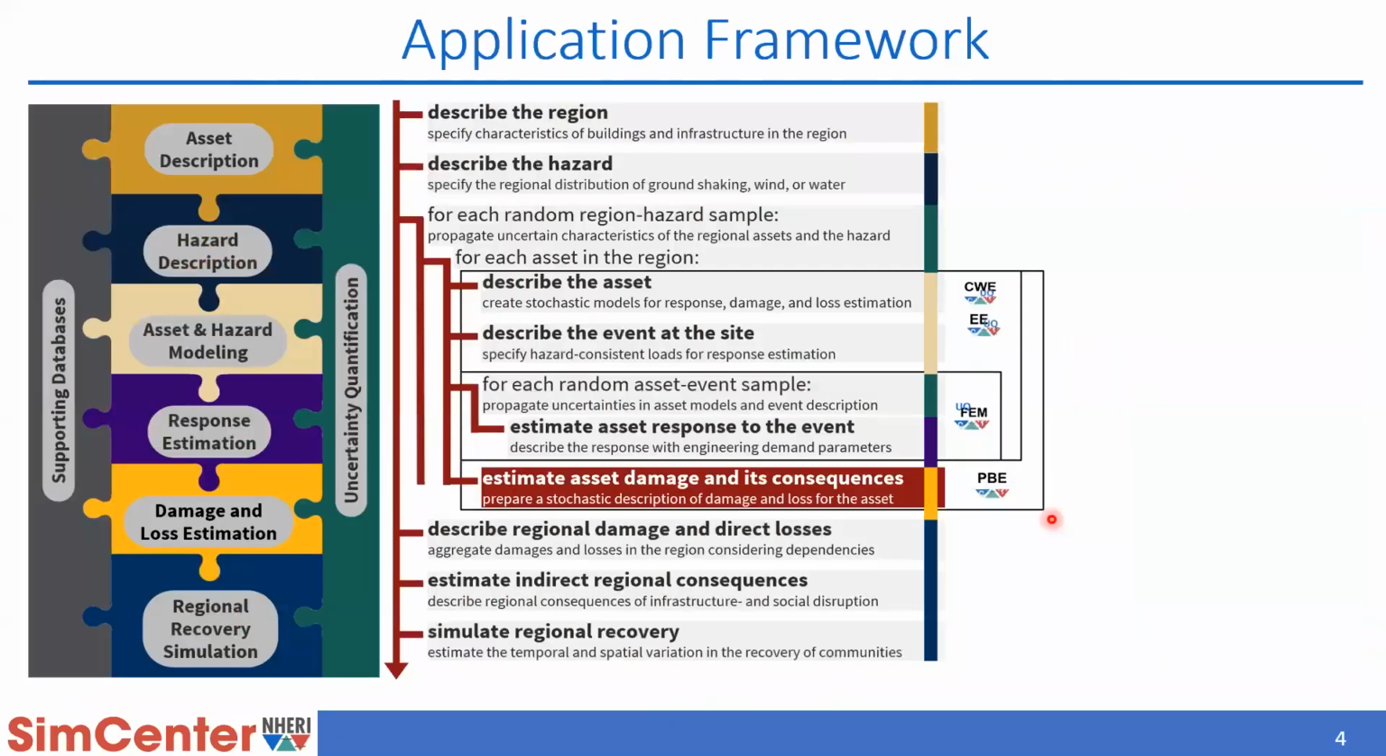So let me talk about this application framework in a little bit of detail. This application framework basically breaks down simulations into different pieces. One piece can be the description of your assets, description of your buildings, things like your building information model. Another piece is the hazard description. How do you characterize your hazard, whether it's an earthquake or a hurricane or others? And then there is a piece for modeling, response estimation, and damage and loss estimation.